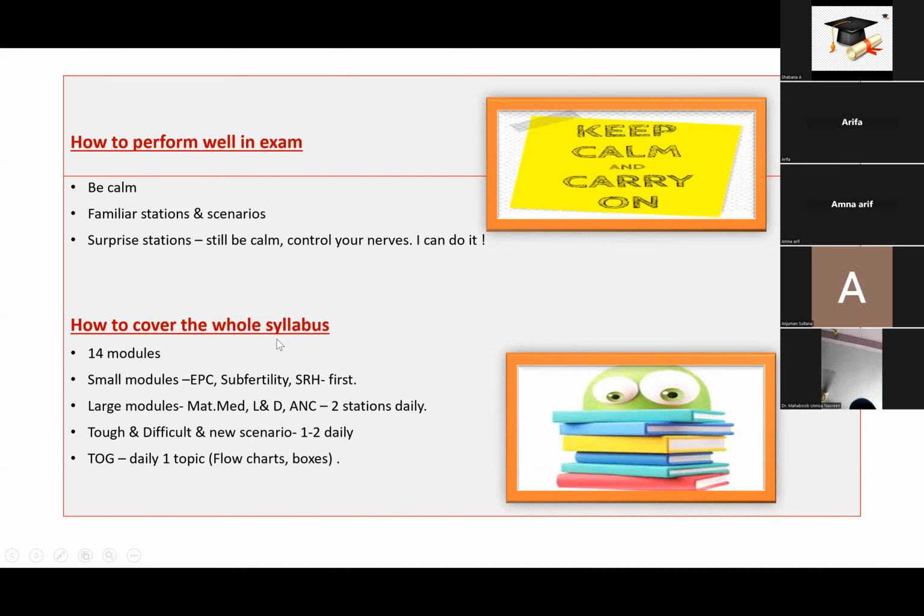Now, how to cover the whole syllabus? It's a daunting task. 14 modules, how are we going to cover those 14 modules?